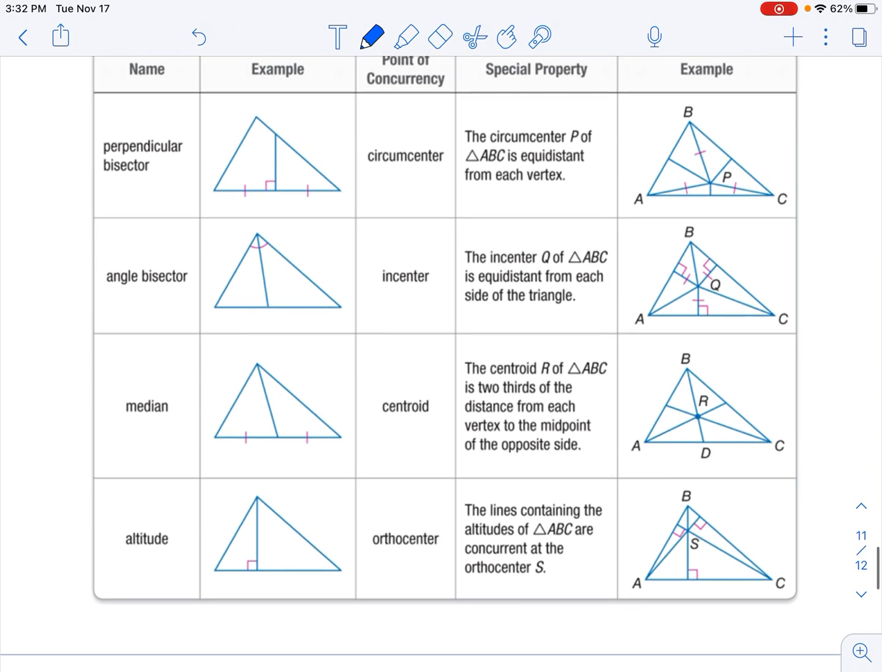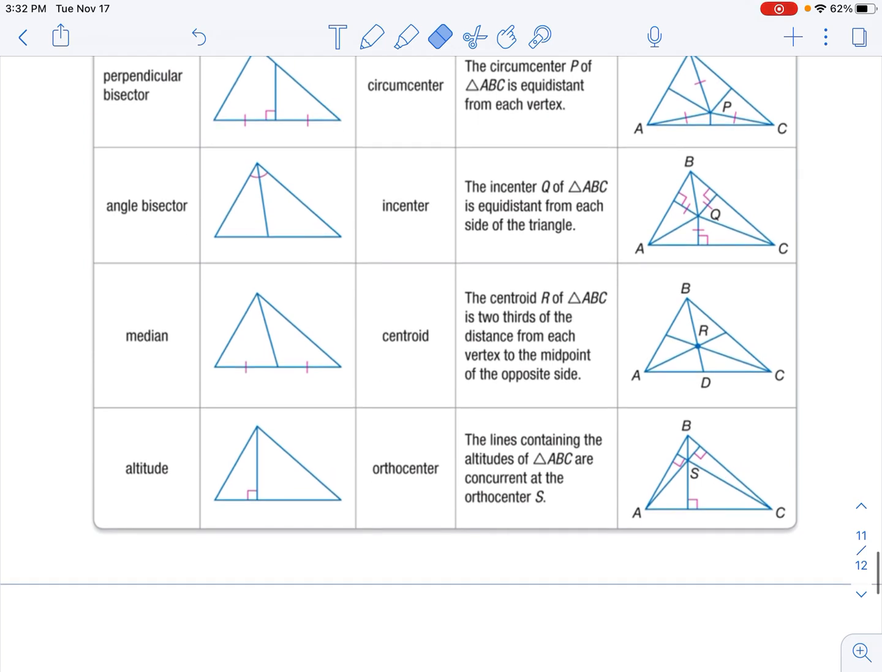Then we have the angle bisector. That's where the angles are congruent. This is called the incenter when we have all three of them. And then from the incenter out to the sides are congruent. We also have the median, where it comes from a vertex and then makes a midpoint on the opposite side, creating two congruent segments. That's the centroid, and we have the 2/3 idea. And then we have our altitude, which creates the orthocenter. Nothing super special there, but it does exist.